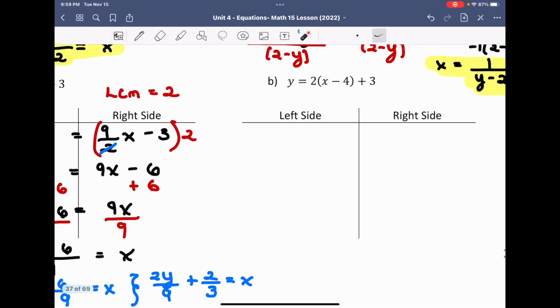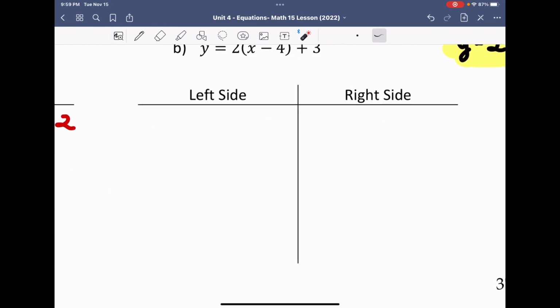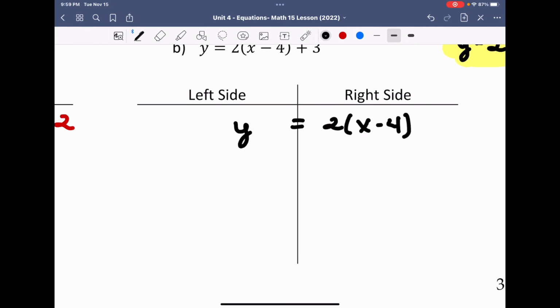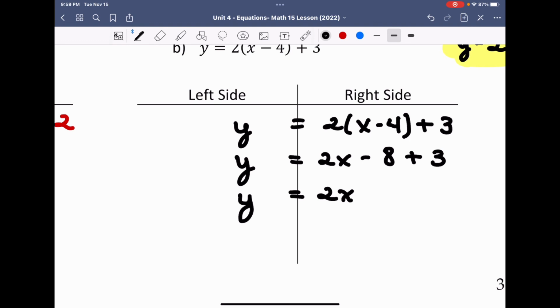All right, now we go into our final example here. I have the original of y is equal to 2 times x minus 4 plus 3. If I see this type of scenario, I may as well expand the right-hand side and see if I can collect like terms. Y is equal to 2x minus 2 times negative 4, which is 8, plus 3. When I collect the like terms, I get 2x. Negative 8 plus 3 is negative 5. I'm going to add the 5 across here using opposite operations.